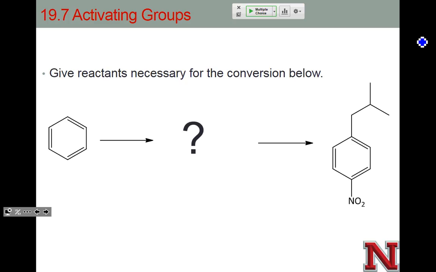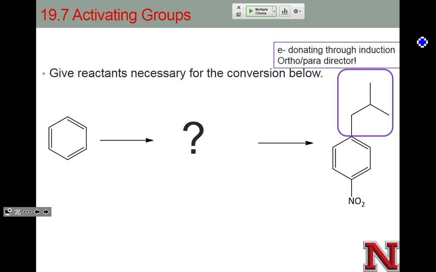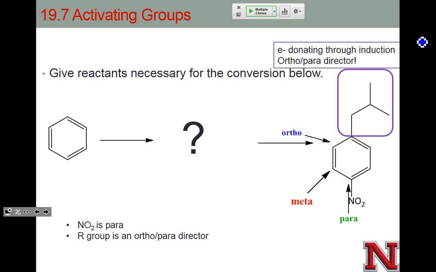Now we will talk about the directing ability of this in the next slide, but we want this to be para to this. So what we're going to have to do is we want to add this first because it is electron donating, and it will direct to the para position. So here's our ortho, meta, para, and we want it directing para. So what we can do is we can do our acylation. And we want to do acylation because otherwise we would get the carbocation rearrangement to the tertiary carbocation if we did alkylation. Followed by reduction.